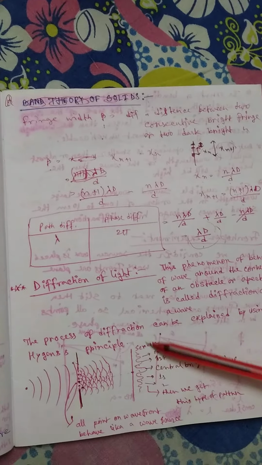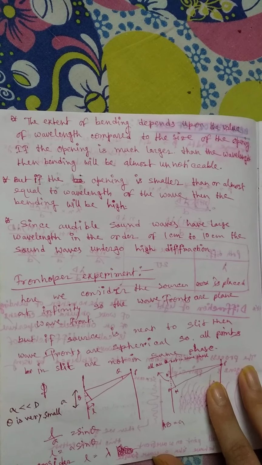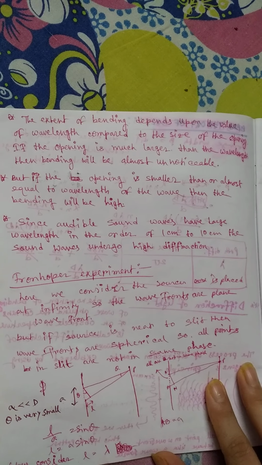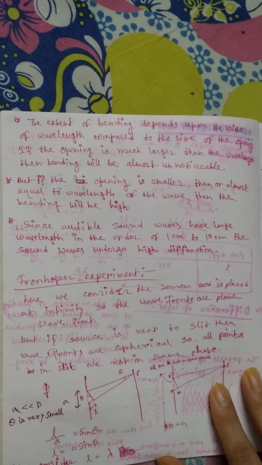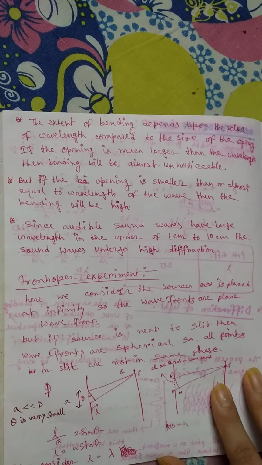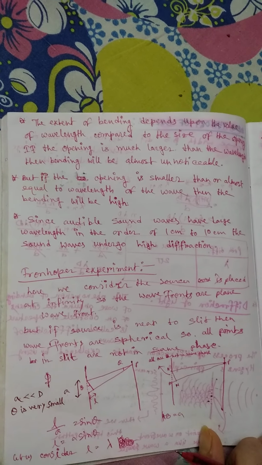The extent of bending depends upon the value of the wavelength compared to the size of the opening. If the opening is much larger than the wavelength, then the bending will be almost unnoticeable. But if the opening is smaller than or almost equal to the wavelength of the wave, then the bending will be high. Since audible sound waves have large wavelengths on the order of 1 cm or 10 cm, sound waves undergo high diffraction.